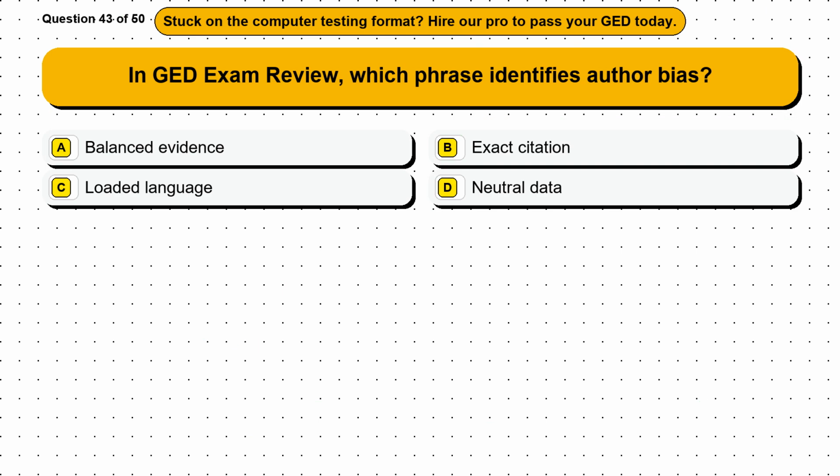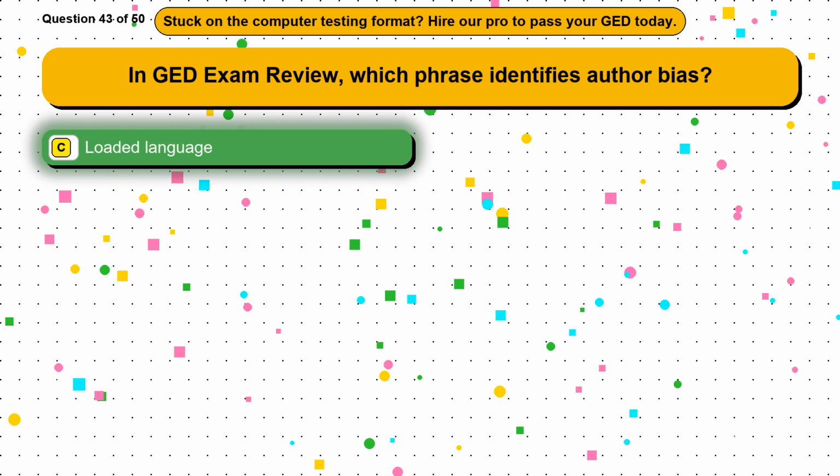Question 43. In GED exam review, which phrase identifies author bias? Option A. Balanced evidence. Option B. Exact citation. Option C. Loaded language. Option D. Neutral data. The correct answer is option C.